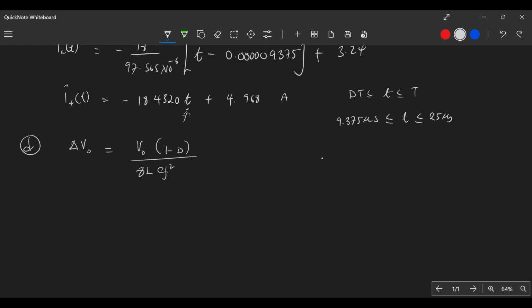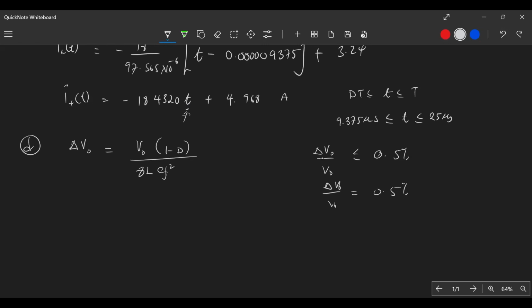Remember that we are told that delta V naught over V naught should not exceed this, should be less than or equal to 0.5%, right? So we can say the maximum. So delta V naught over V naught, when it is equal to 0.5%, how is it going to be?